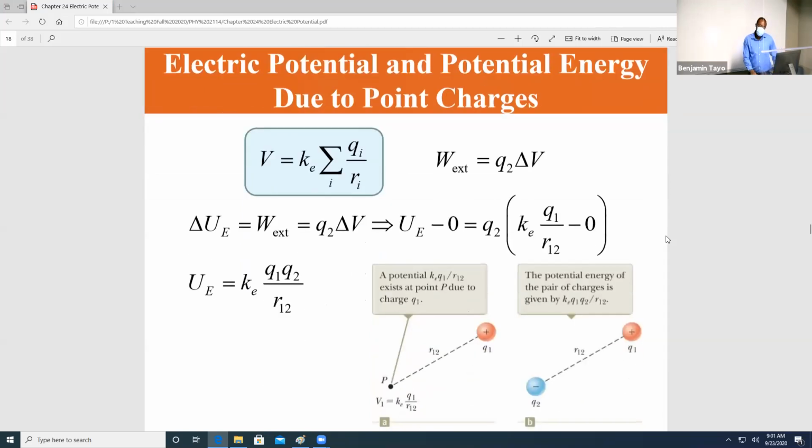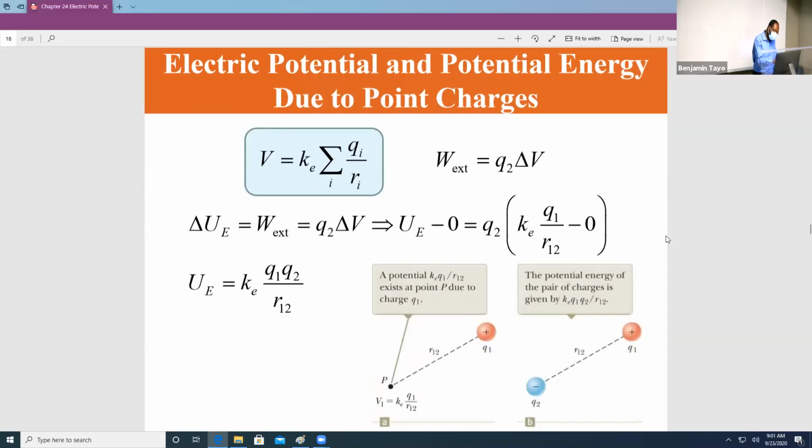So in this class, I'm going to talk about the electric potential energy. So electric potential and the potential energy from a point charge. So this is the main equation that we're going to use, and the potential at the point.